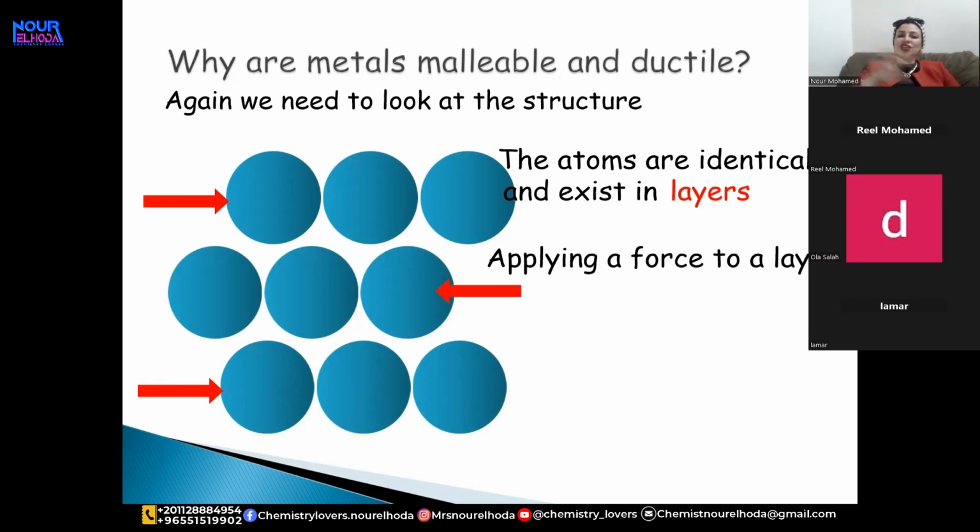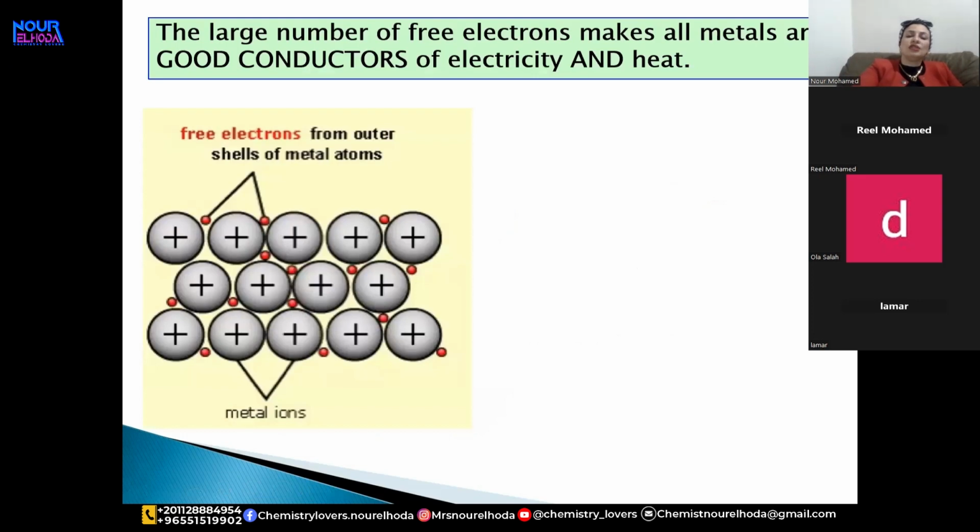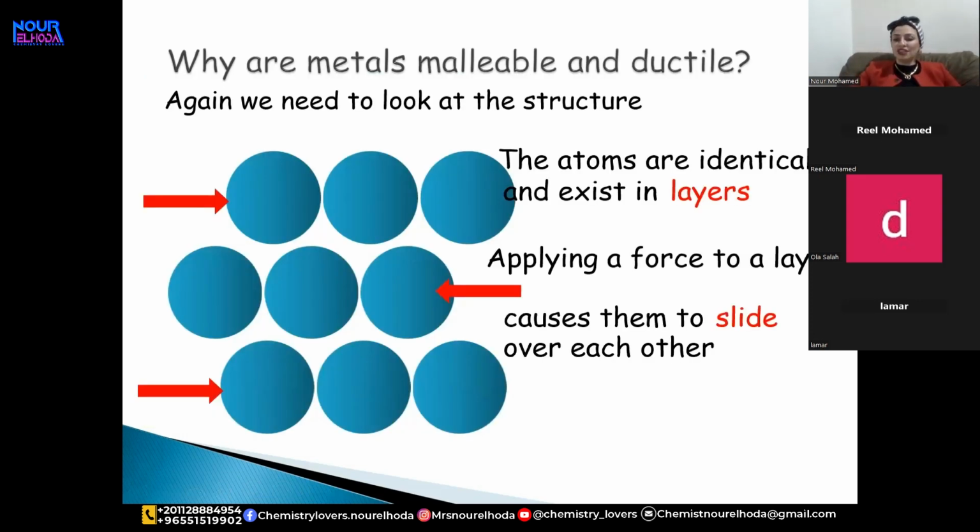Because electrons are surrounding them. They want to separate, but the electrons are still connecting them. That's why they will slide over each other. They will not separate. So if you ask why metals are malleable, I'm going to say because it is formed of layers that slide over each other. So 1 mark for the word layers, 1 mark for the word slide.